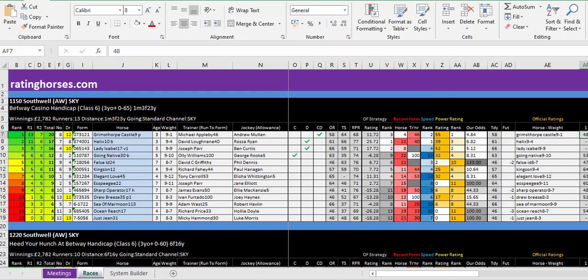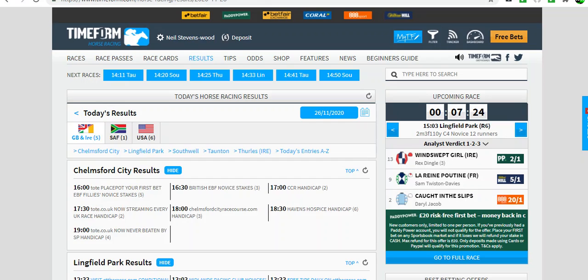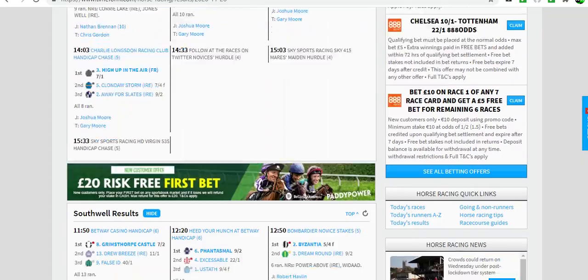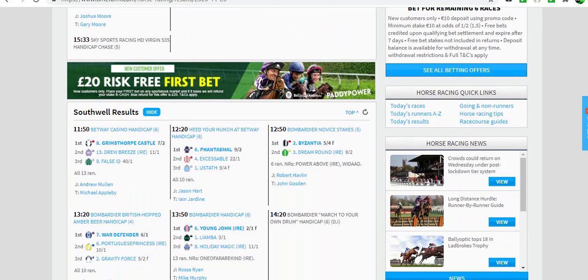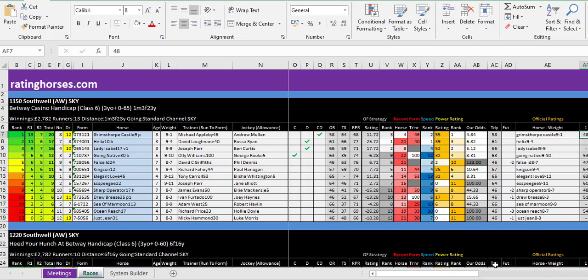Let's have a look, see how the horse got on. 11:50 Southwell. Grimsthorpe Castle won at a price of 7 to 2, so that's 4.50 in decimal odds. So just lacking a tiny bit of value, but nothing really to worry about. And that is a quick glance way to use the ratings.